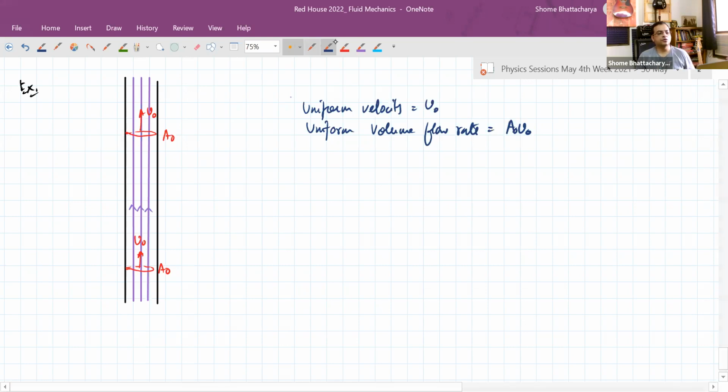But now that also means that when you consider a volume element of fluid as it is going up at V0, its acceleration is 0. Now, in this case, it's going against its weight. So this force has to be greater than this force. Because its acceleration is 0, F1 has to be greater than F2. So that means pressure is decreasing as you go up.